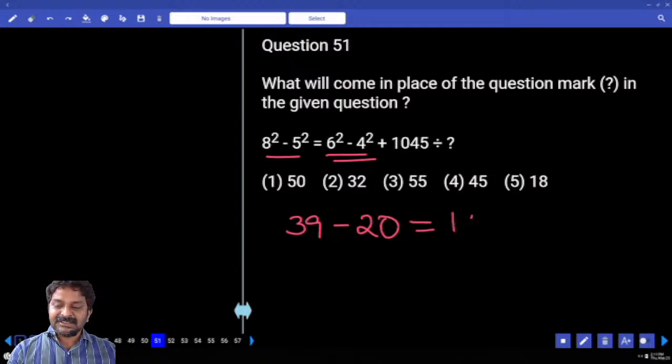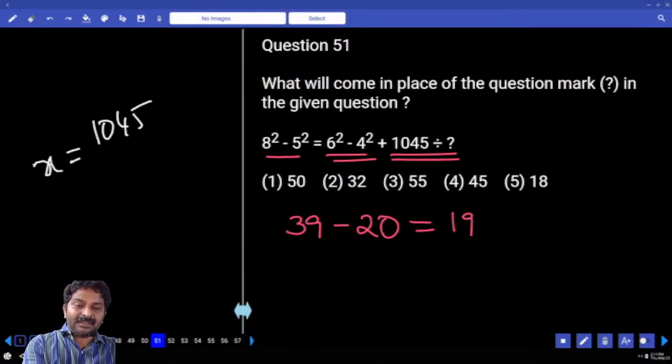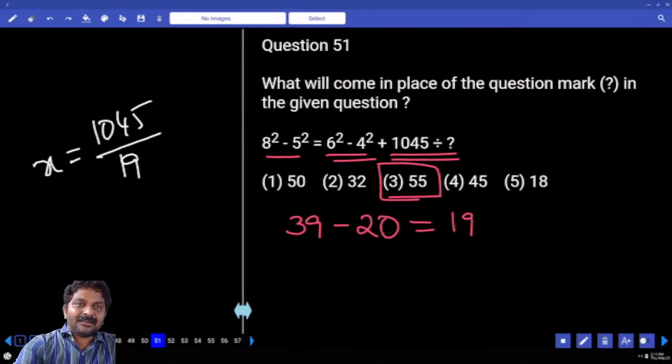How much is this? That means 1045 by x is equal to 19. Then x is equal to 1045 divided by 19. Correct? When you see 1045, is it 11 multiple? Then denominator also, it has to be 11 multiple. Answer must be 11 multiple. Come on. Look at your options. How many 11 multiples are there? Only one.